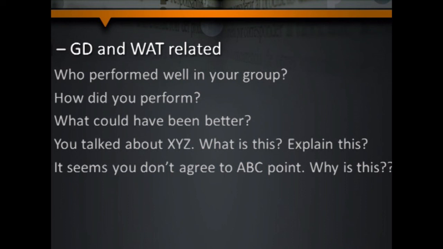Then they might ask, okay, you talked about XYZ. So what is this? XYZ as in some point you pick. Suppose you talked about HDI, Human Development Index, and maybe you talk about GDP or something like that. Even though they know it, they'll still ask, so what is this? Can you explain this to us?